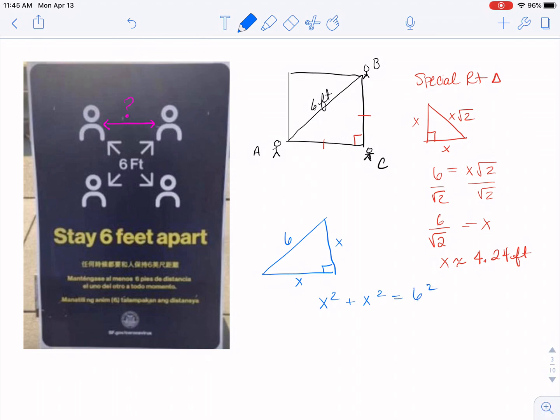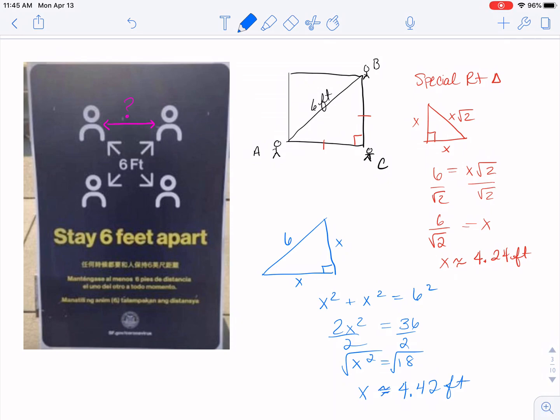squared. Pythagorean theorem, that's right, PK. Leg squared plus leg squared equals hypotenuse squared. So that means 2x squared is equal to 36, divide by 2. X squared is equal to 18. Take the square root of both sides, and x is equal to square root of 18, which is approximately 4.24 feet.